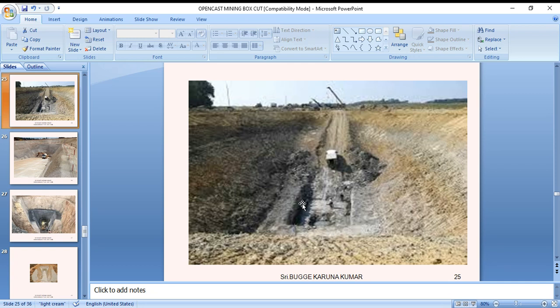So the first bench may be 20 meters or 30 meters or 40 meters, depending on the design by the designer. That is the first floor. The floor cannot be identified initially. Floor means how much you put into the height of the bench. That is the floor of the bench. So from the floor you have to turn to the other sides.